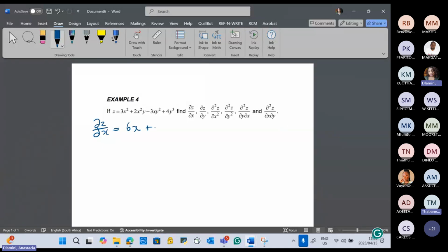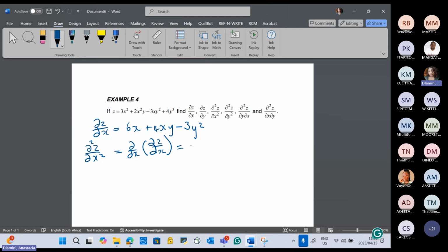The partial derivative of z with respect to x, we found, was 6x plus 4xy minus 3y squared. That's what we found. Now they want the second order partial derivative with respect to x, so the partial squared z over partial x squared. You take the partial derivative with respect to x of the partial derivative of z with respect to x.